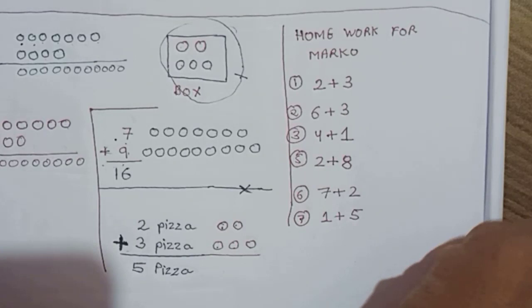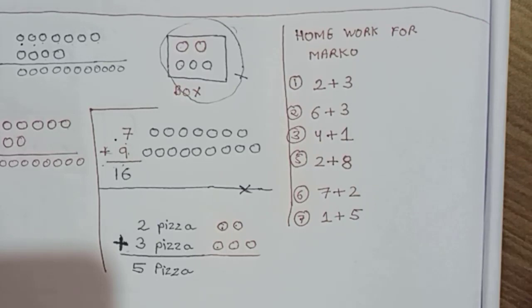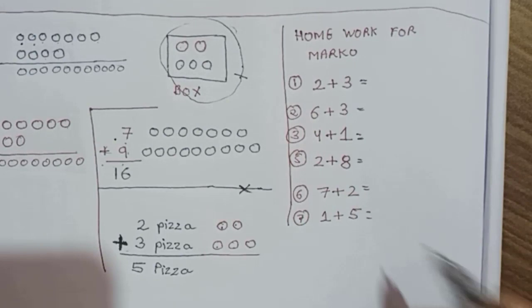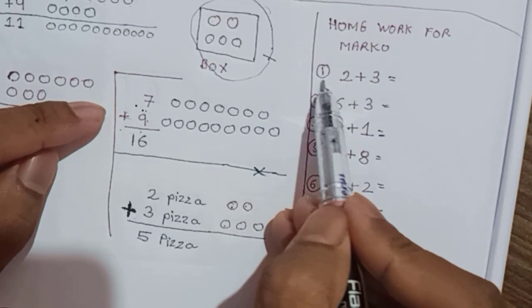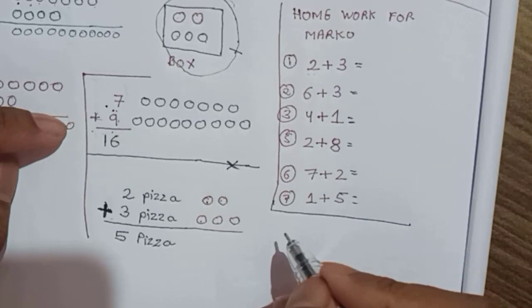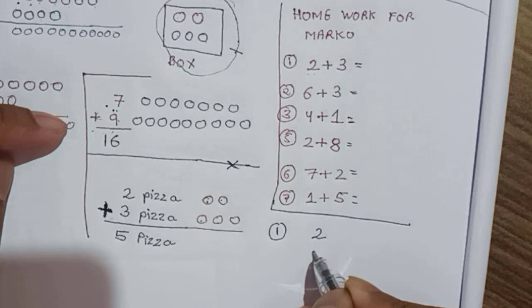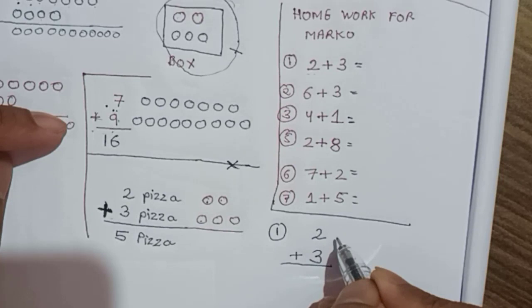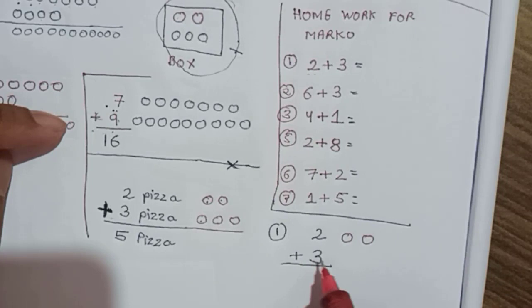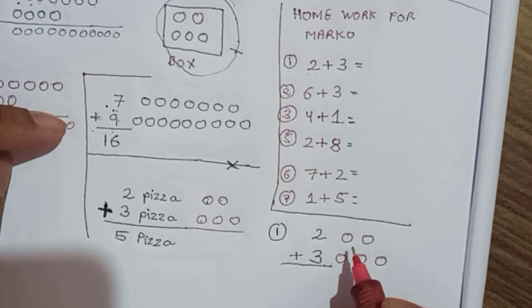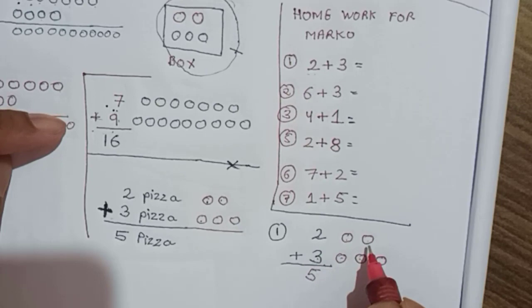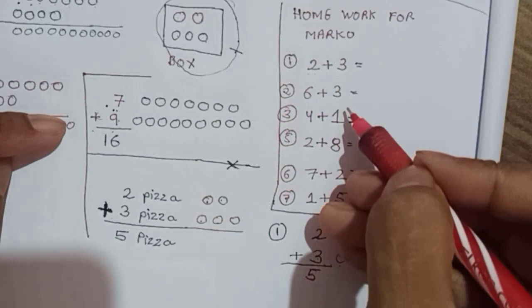Listen to this again and do this homework. I want you to do this by yourself without using a calculator. Okay, you do like this. Let me do the first question for you. First question, 2 plus 3, right? You write 2, you write 3 here, plus. How much is 2 plus 3? For the 2, you will make 2 apples, 1, 2. And for the 3, you will make 3 apples, 1, 2, 3. So total, you will be having 1, 2, 3, 4, 5. So 2 plus 3 is 5.